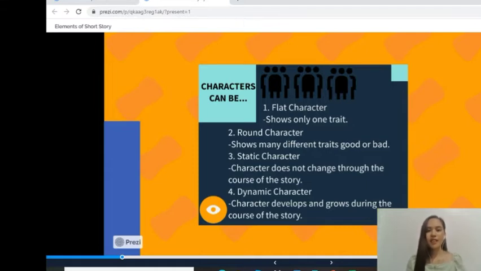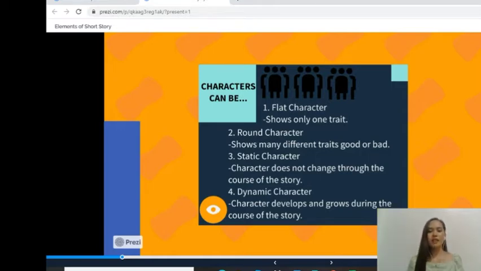Okay, the static character. Character does not change through the course of the story. It is something to do with the stability of the character, who doesn't change the mood. If he plays the character that way, he will end up playing that way at the end of the story.